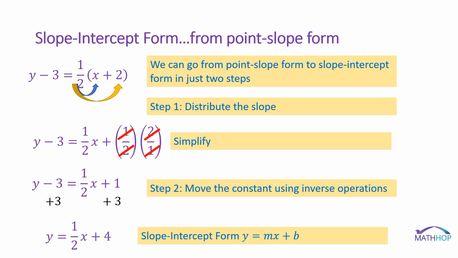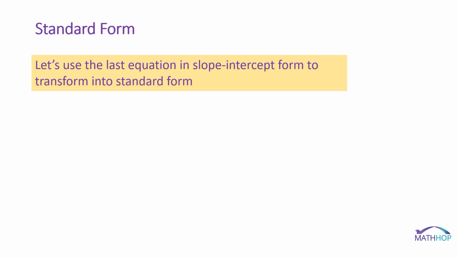Perfect. There is only one form we haven't talked about, and that is standard form. We really don't see this that often. We see it mostly with word problems, but it is a form and we need to know it. So let's use that last equation that is in slope-intercept form now and transform it into standard form.